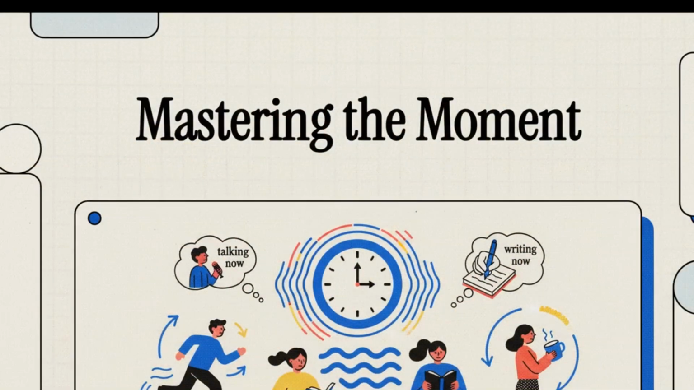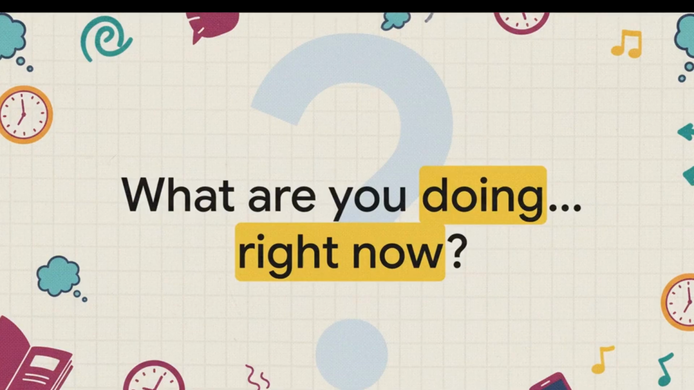Hey, what's up, everyone? Ever wonder how to talk about what's happening, like right now? Well, in this explainer, we're going to master the one English tense that's built for exactly that, the present continuous. Okay, so let's just jump right in.